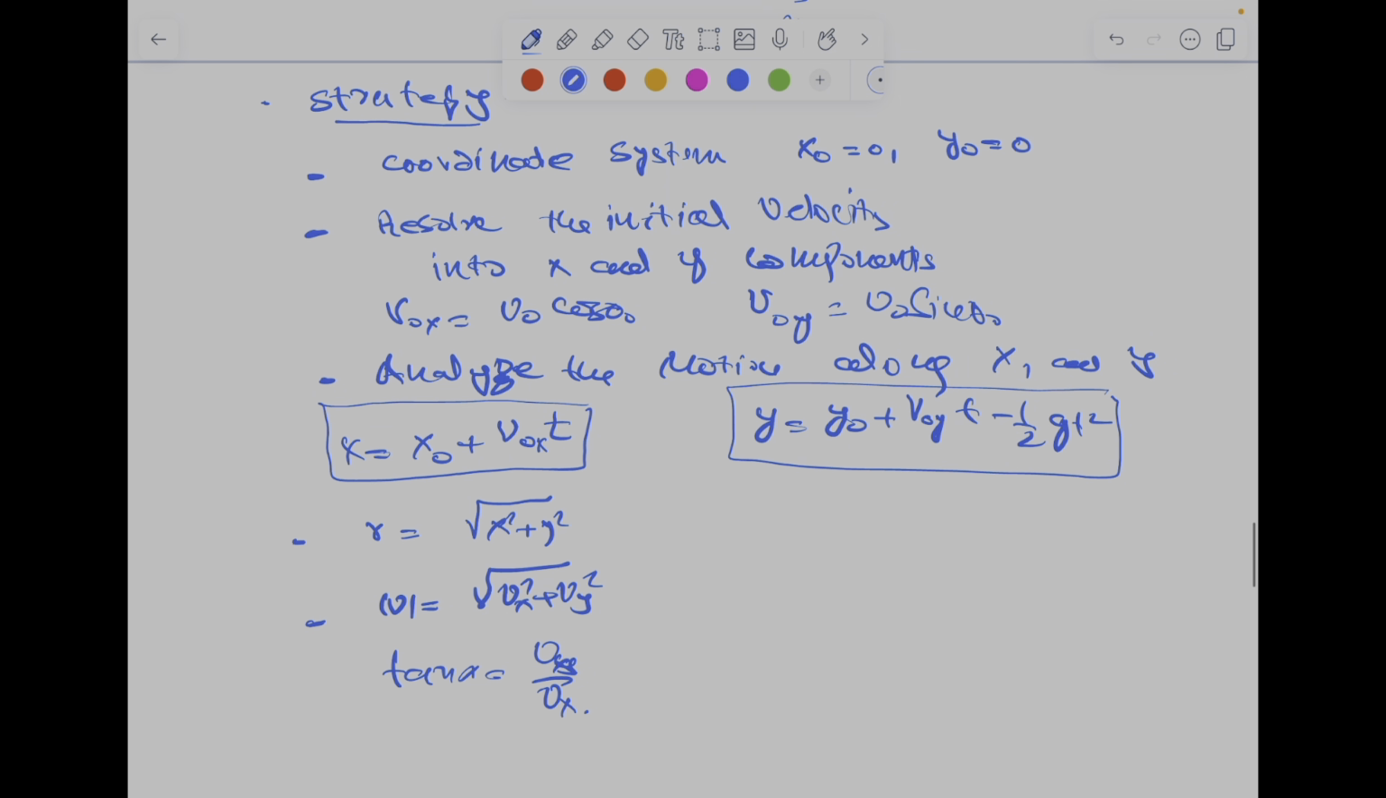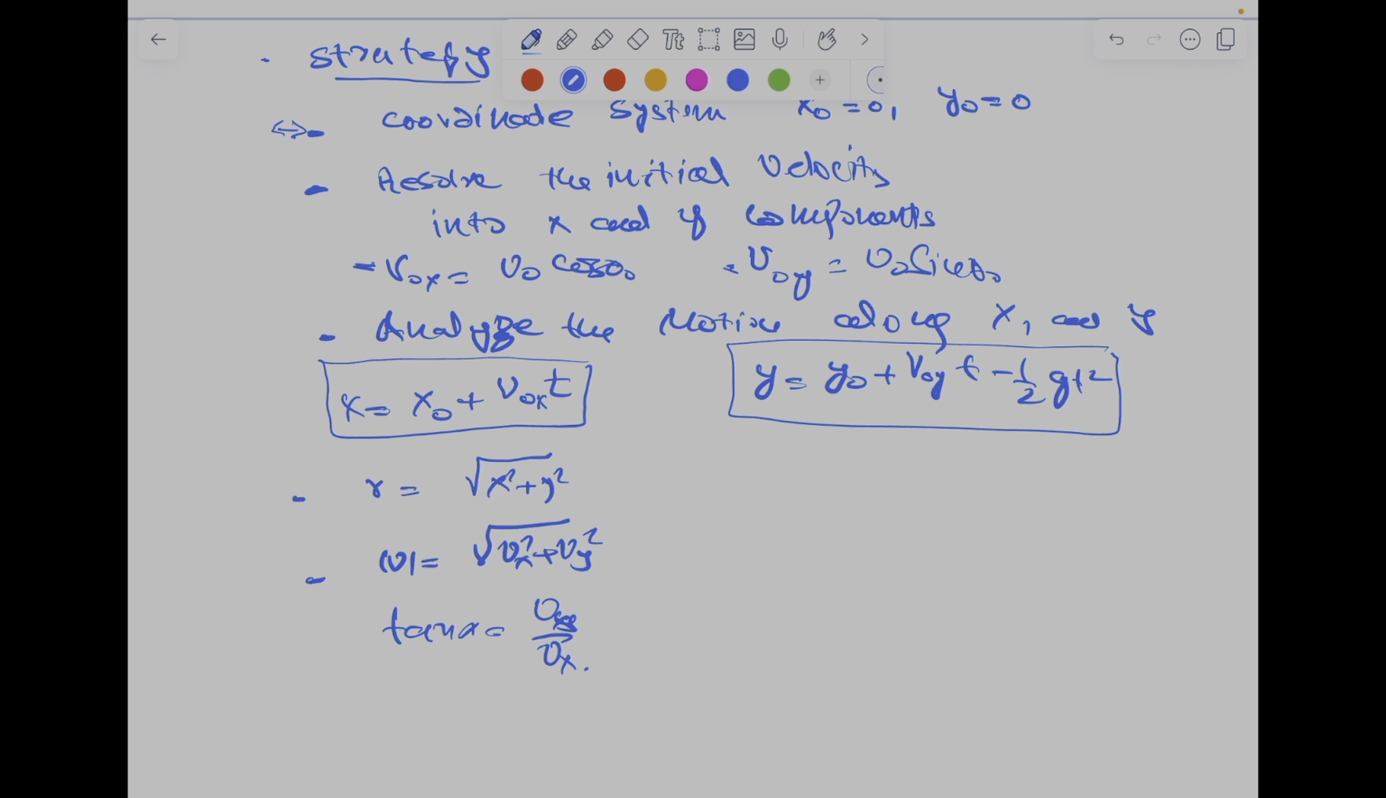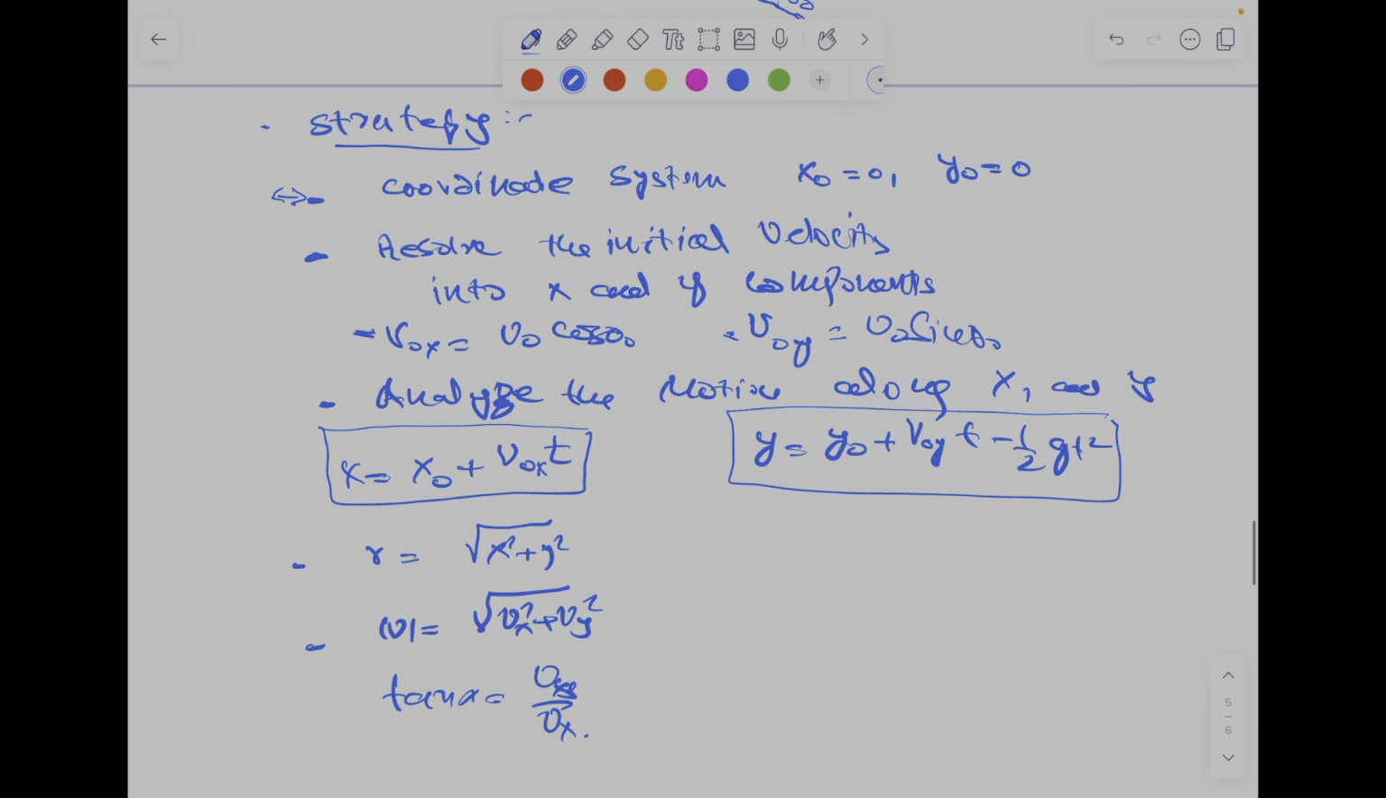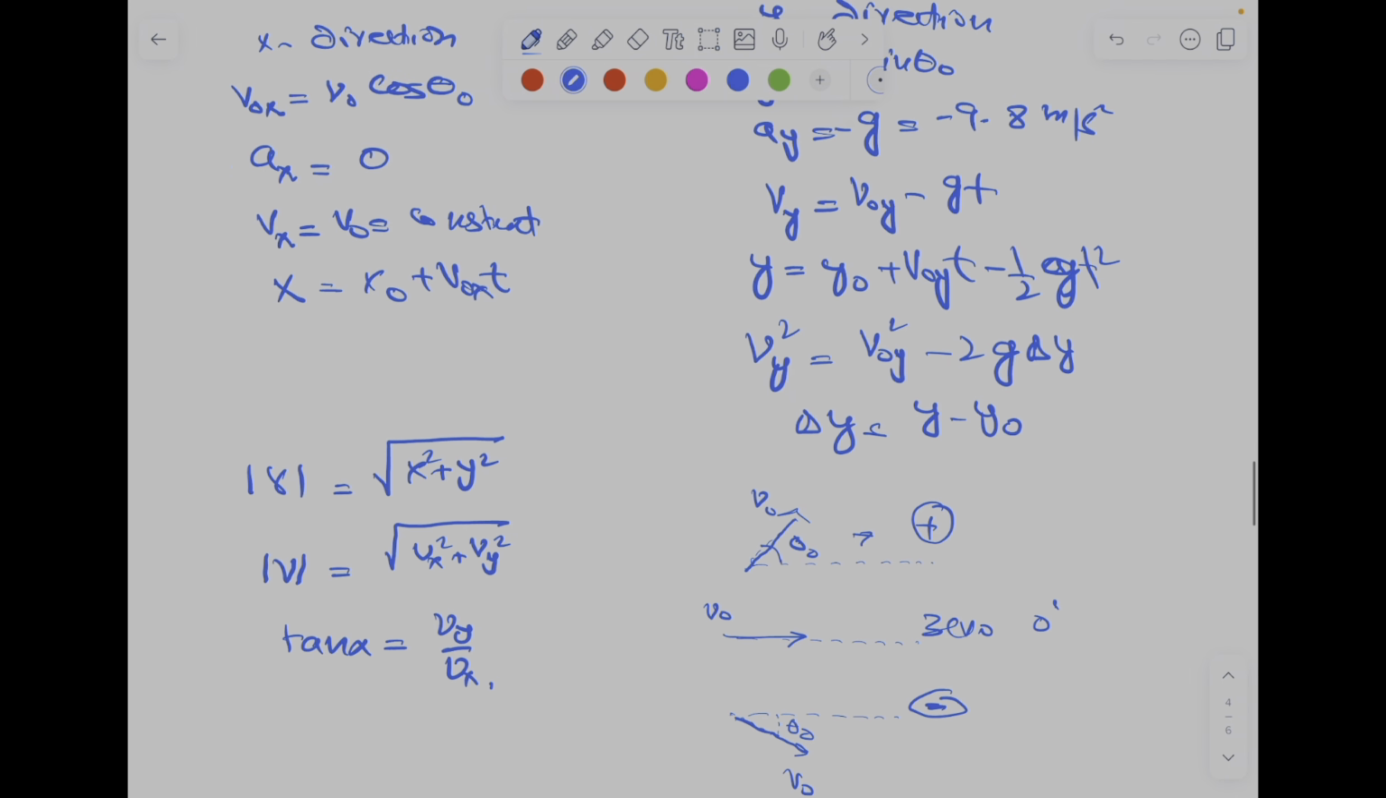Okay, so when we're going to solve the problem in the tutorial video, you will see we're going to apply this strategy for the projectile motion. First, we're going to resolve the coordinates. Then we resolve into the initial components of the velocity along x and y. Then we're going to analyze the motion of x and y, and then we can find the velocity, the distance from the origin, and the speed of the projectile at any moment in time.